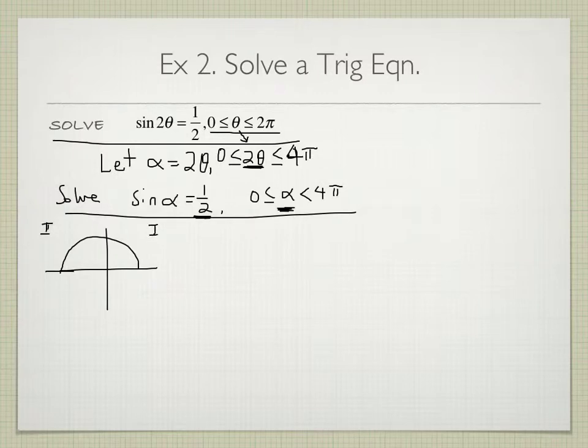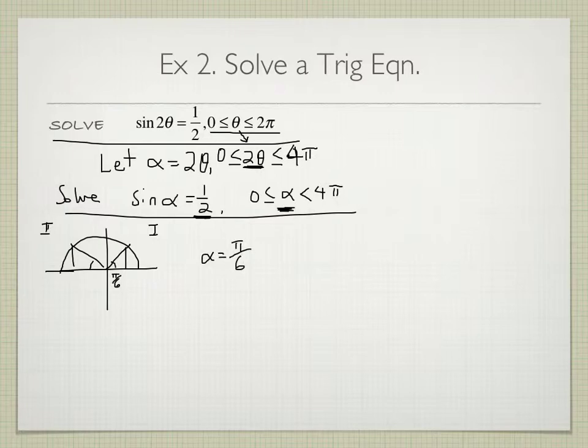Then we're going to try and find our angle. What angle will give me a sine value of 1/2? Well, that's going to be pi over 6. So that's going to be pi over 6, and this is going to be also pi over 6. That's called the reference angle, if you recall. So alpha is going to be pi over 6.